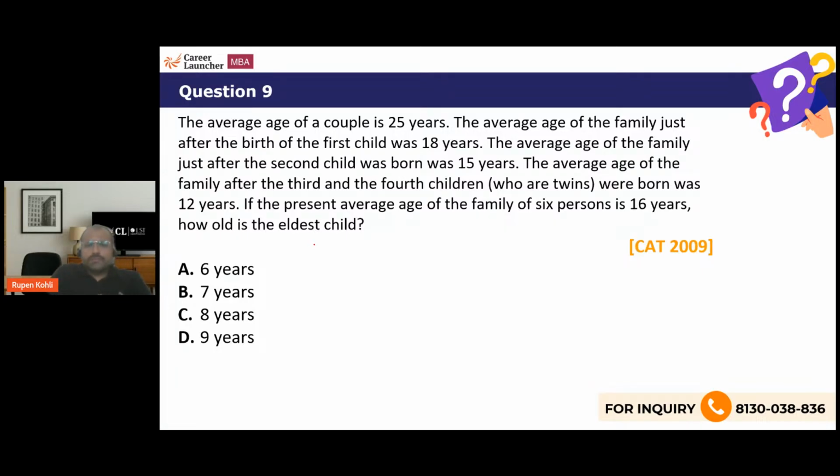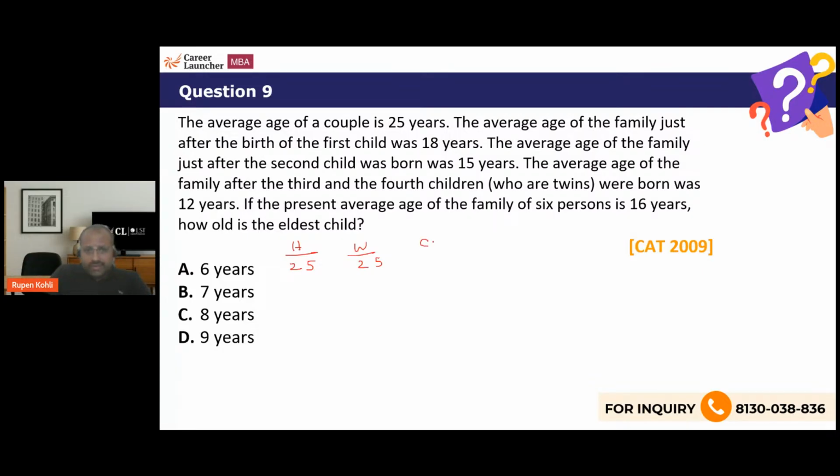Okay, so let's say the husband is also 25 years of age initially, and the wife is also the same, right? And right now, that is the situation. Then the next stage comes. The average age of the family just after the birth of the first child was 18 years.